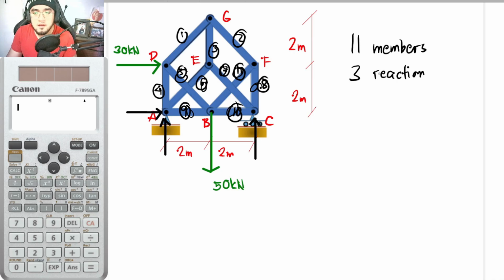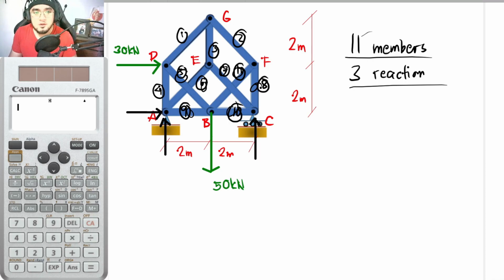Since we have 11 members and 3 reactions, we will be solving for 14. So 11 plus 3, that is 14. So we will be solving for 14 unknowns. And with that, we must have at least 14 equations that we should use.